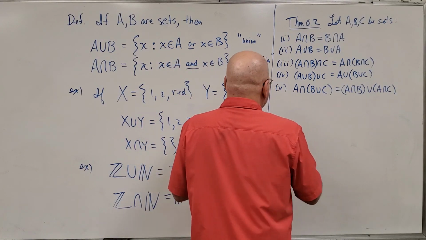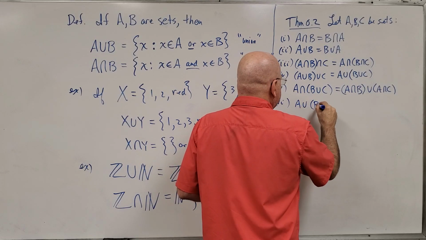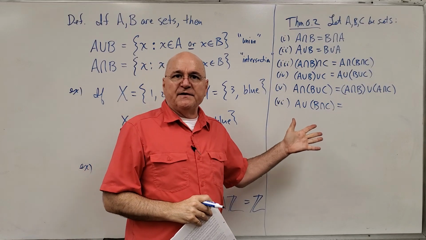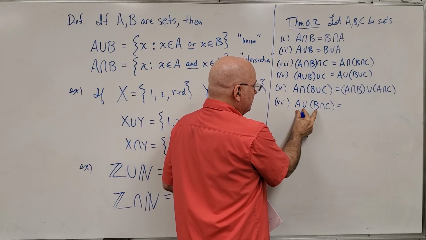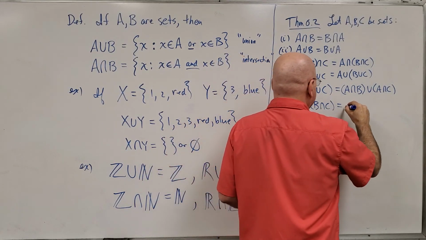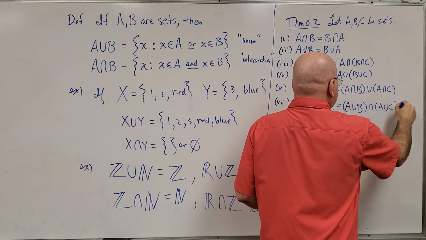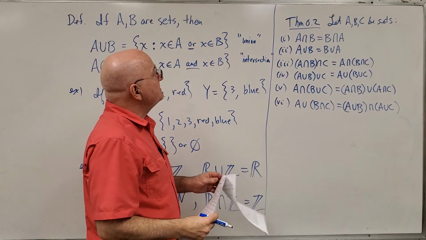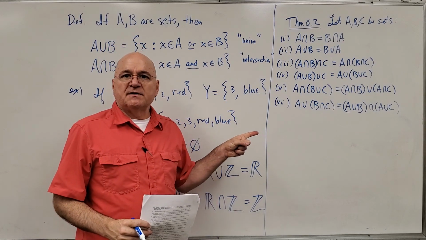Then there's another distributive with A union B intersection C. And just by looking at the fifth one, you can probably figure out what the sixth one is. It's like a distributive property again. It's going to be A union B intersect A union C. And that is theorem 0.2. And I believe I'll pick 1 or 2 of those and prove them.